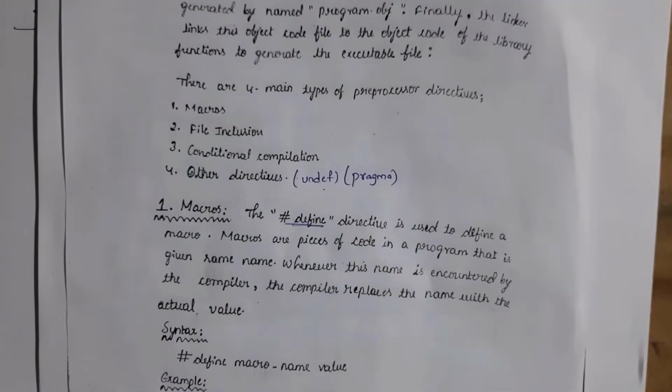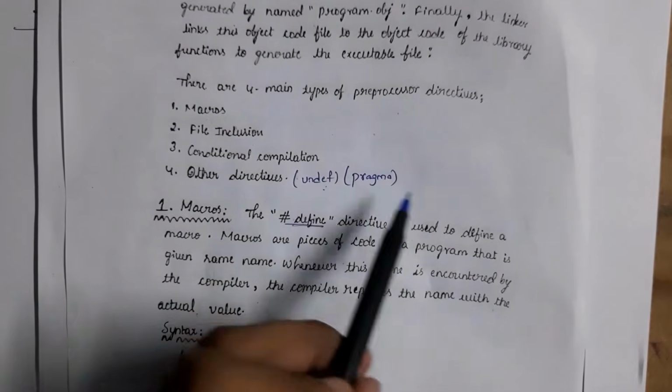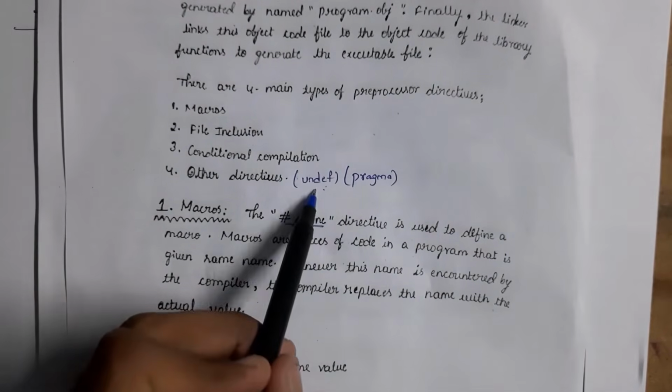First one is other directives. Other directives include the undef directive and the pragma directive. I already explained the undef directive. Last one is the pragma directive. This pragma directive is a special directive. For example, if you want to turn on or turn off any special features, then you need to use this pragma directive. Examples are #pragma startup, #pragma exit and #pragma warn, where startup, exit and warn are special features.